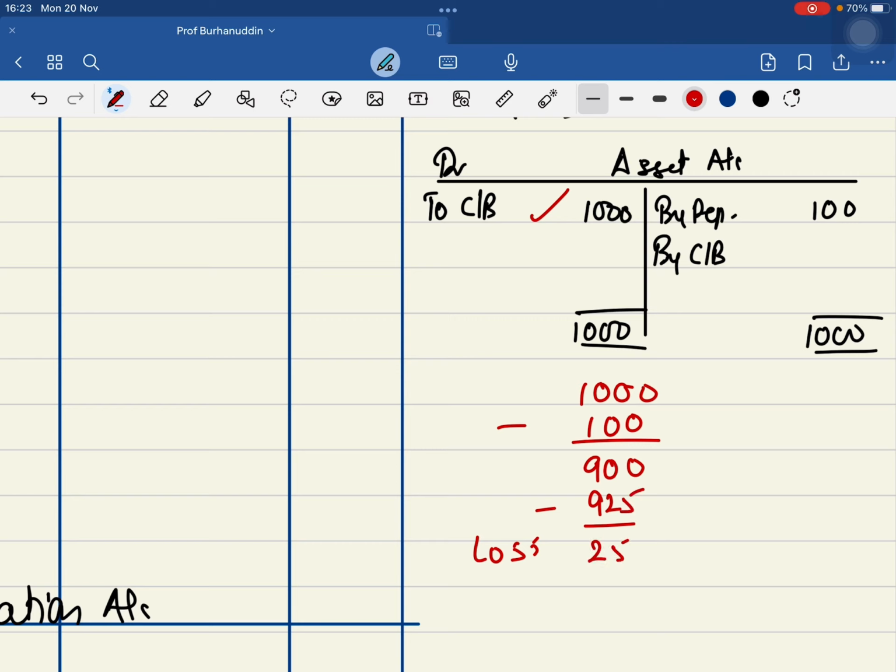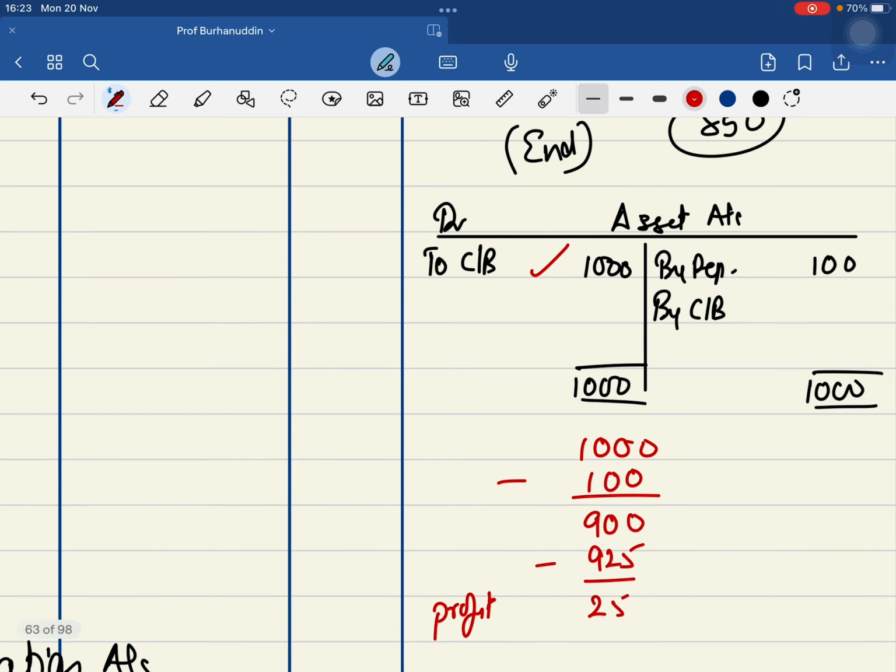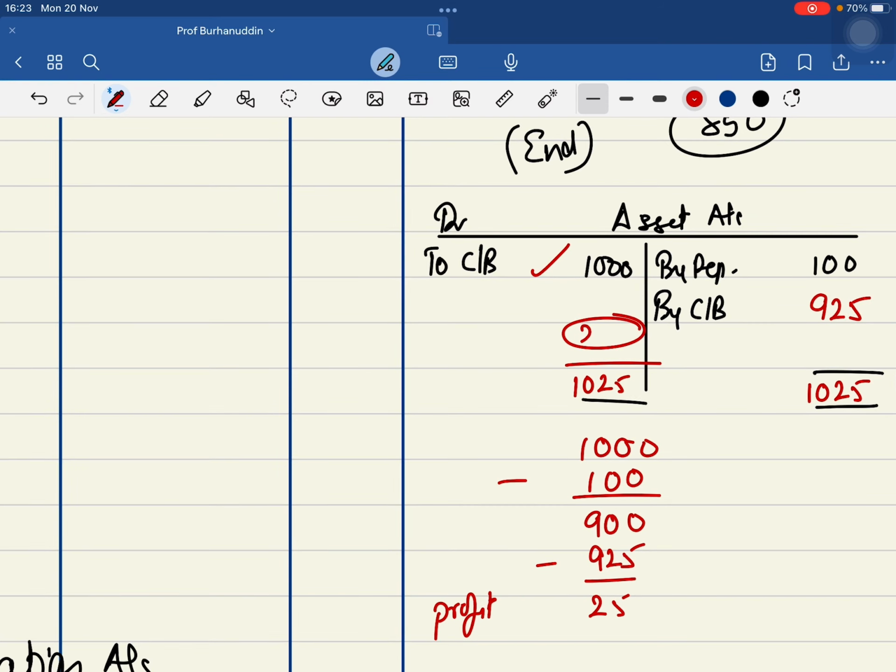Can I say I'll be having a 25 rupee? Now if I'm writing a 925, help me out with this. Will this amount be 1025? And I'll be getting a balancing figure of 25.